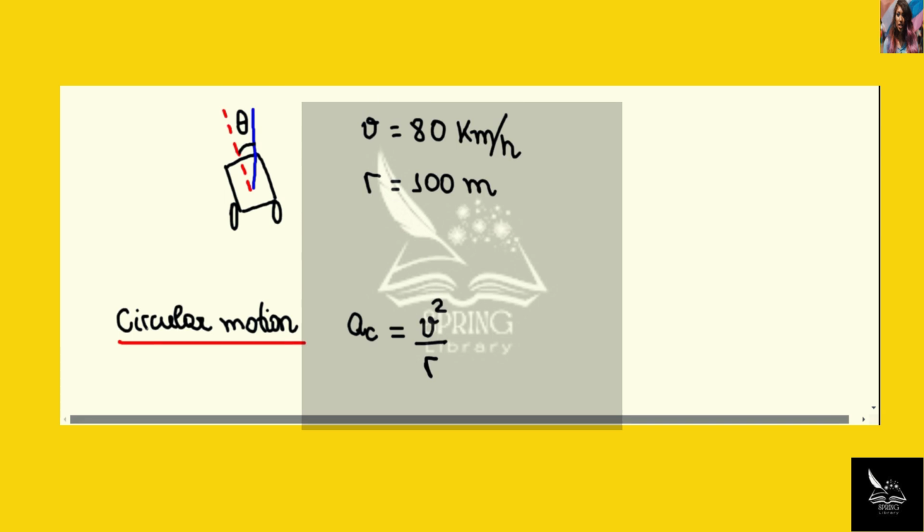We have a car that makes a curve with a radius of 100 meters at a speed of 80 kilometers per hour. And our goal is to find what is the tilt angle theta, as shown here in the figure, that the car can make with the vertical, so that the only force that acts on a driver that is sitting on his seat is the normal force.